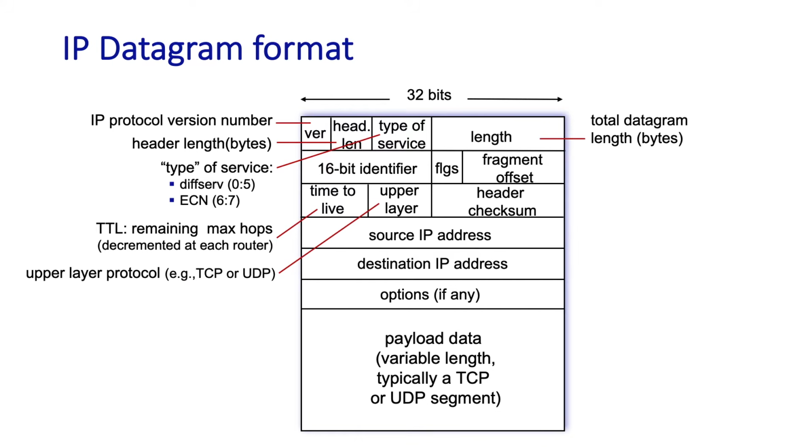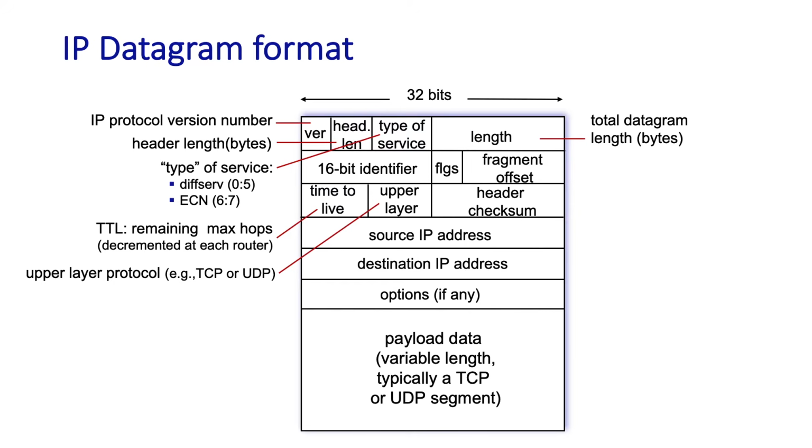is used to ensure that packets don't loop forever or even for a long time if there are forwarding loops. The upper layer protocol field indicates the transport layer protocol to which the payload in this IP datagram is going to be passed. For example, a value of 6 indicates that this datagram contains a TCP segment that will be passed up to TCP. A value of 17 indicates that the payload is a UDP segment.